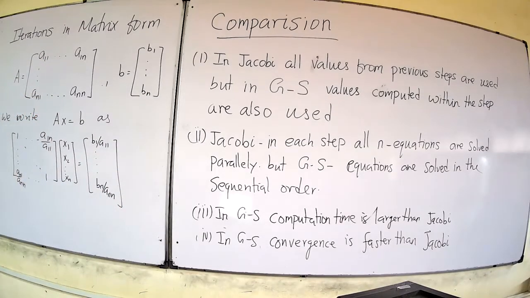So you know that this is how we write it. You divide each row by its diagonal term: A11 on the first row, A22 on the second row, and so on. So this is what we write.